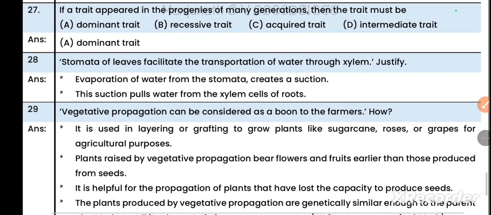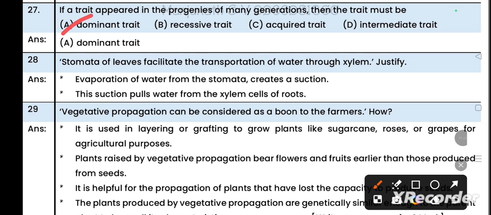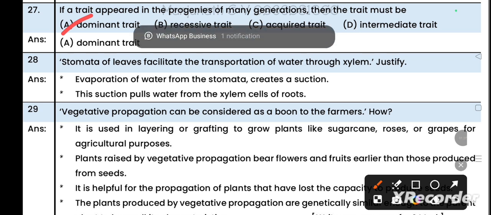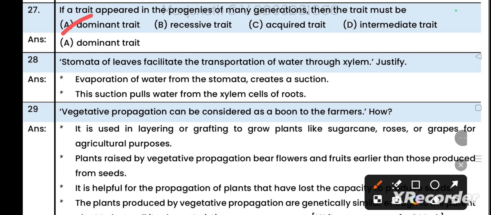Question number 27. If a trait appeared in the progeny of many generations, then the trait must be a dominant trait. If the trait is missing in the next generations, it's faint in the next generations, then that's called a recessive trait. Then, whatever characters an organism gets in its lifetime, that's a change by nature, whatever new traits it gets, that's called acquired traits. Intermediate traits do not bring any changes in the further generation.